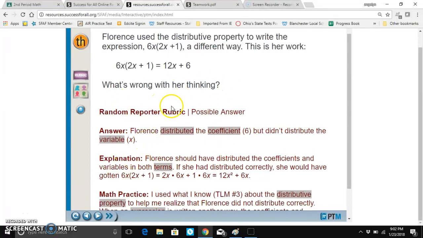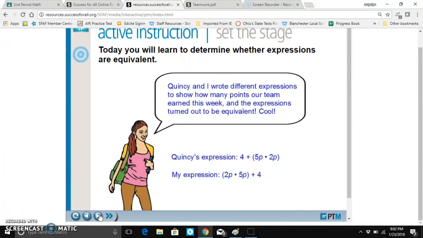This was your get the goof for the day. The answer was 12x squared plus 6x. Florence forgot to multiply the x with the x to get 12x squared instead of just 12x. Okay, on with the lesson.